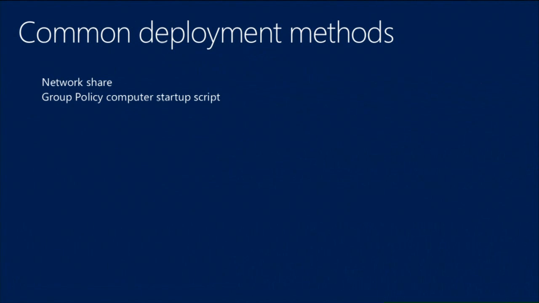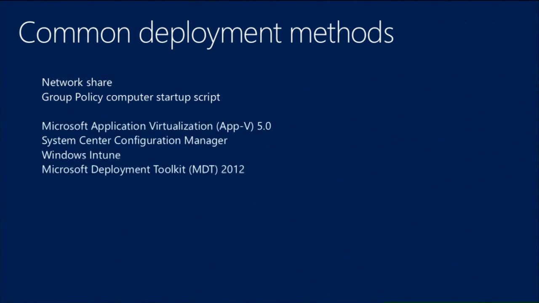So, managed deployments for Office 365 ProPlus. The common deployment types: you can use a network share, group policy, or startup script, all of those things like you could do with the MSI in 2010. You can use application virtualization at v5. You have to use the most recent version of System Center Configuration Manager, which supports the App-V 5 underpinnings. Windows Intune will work. Microsoft Deployment Toolkit will work.